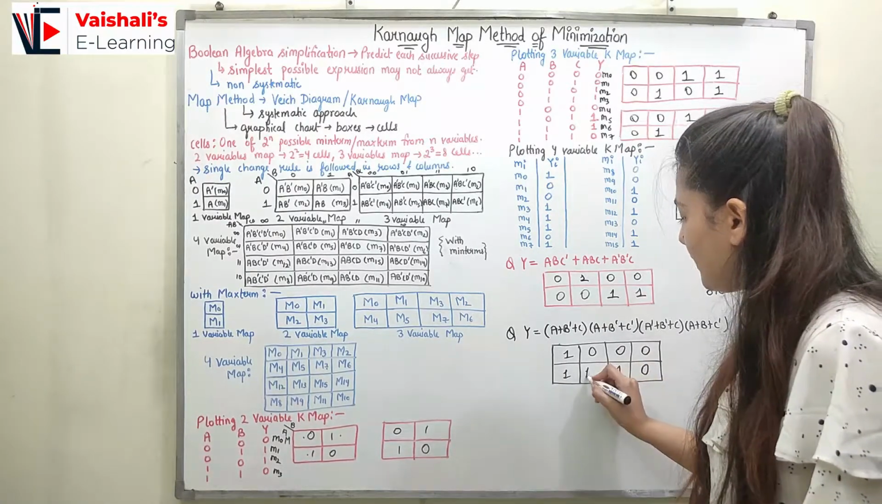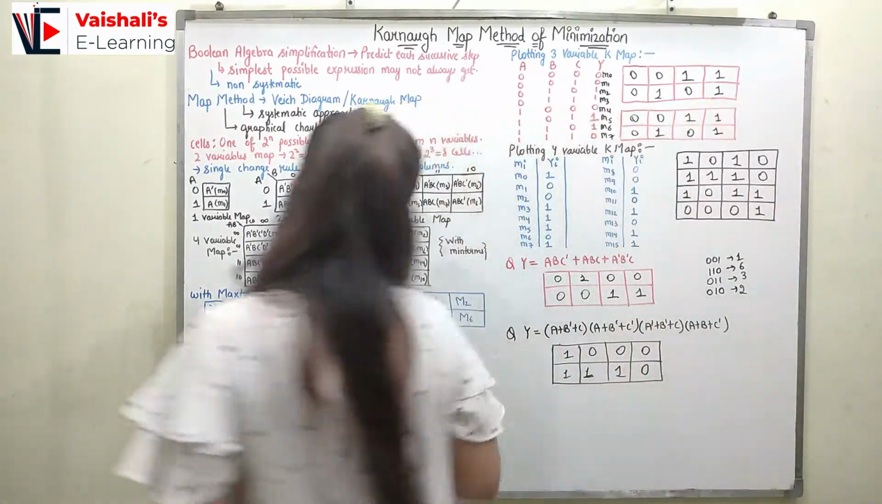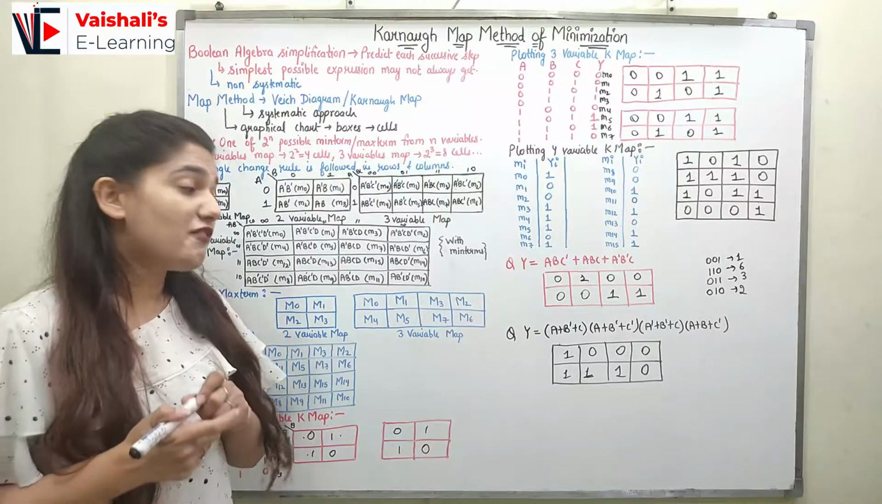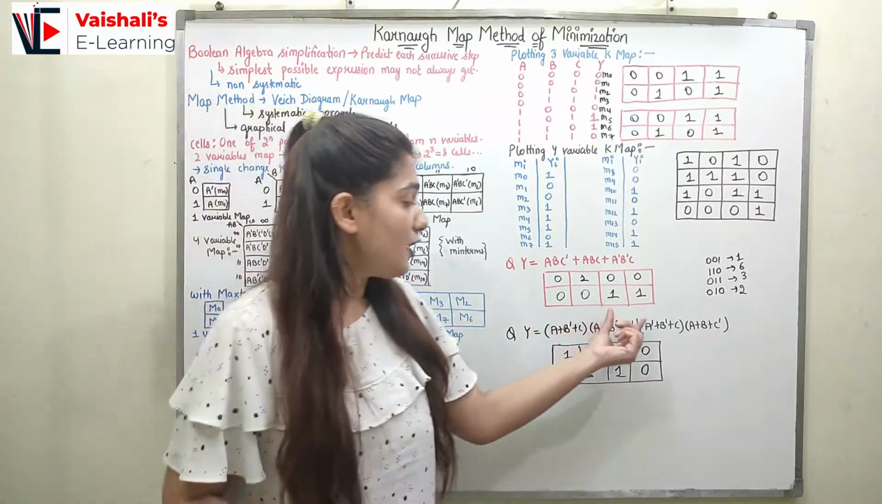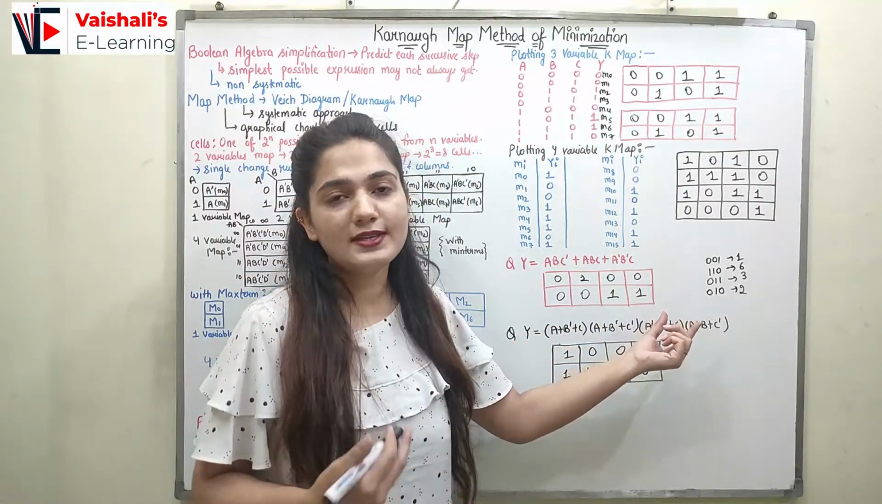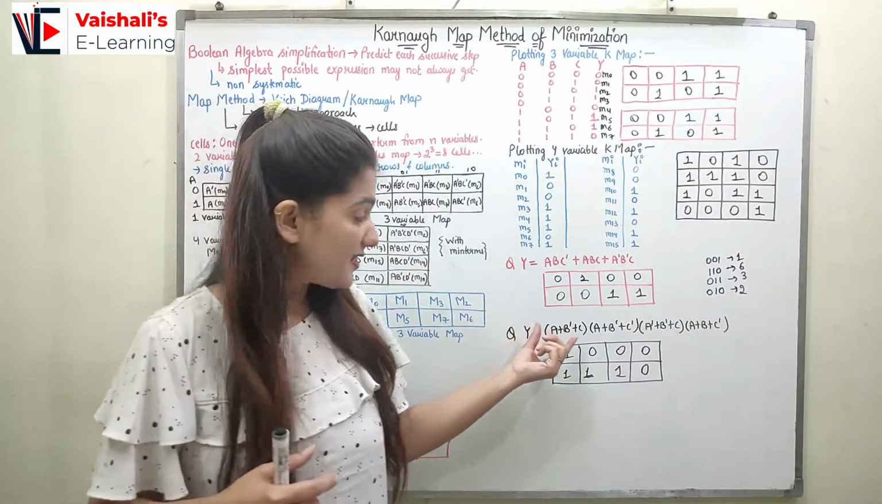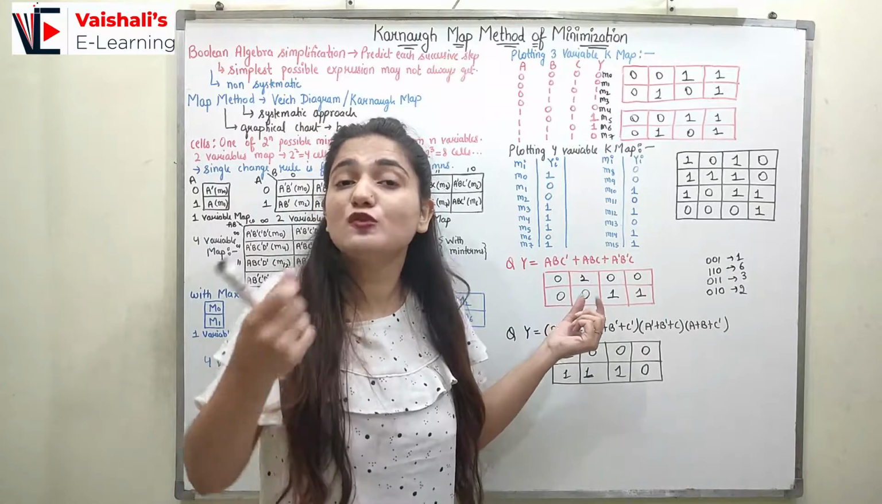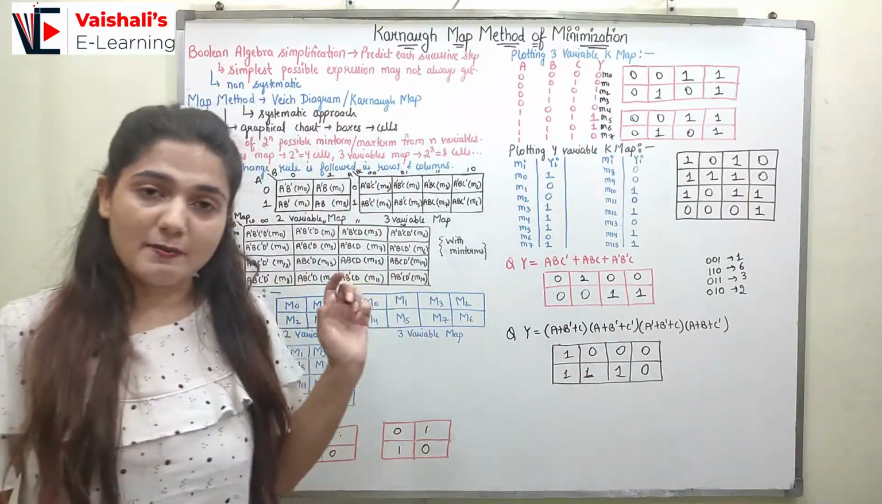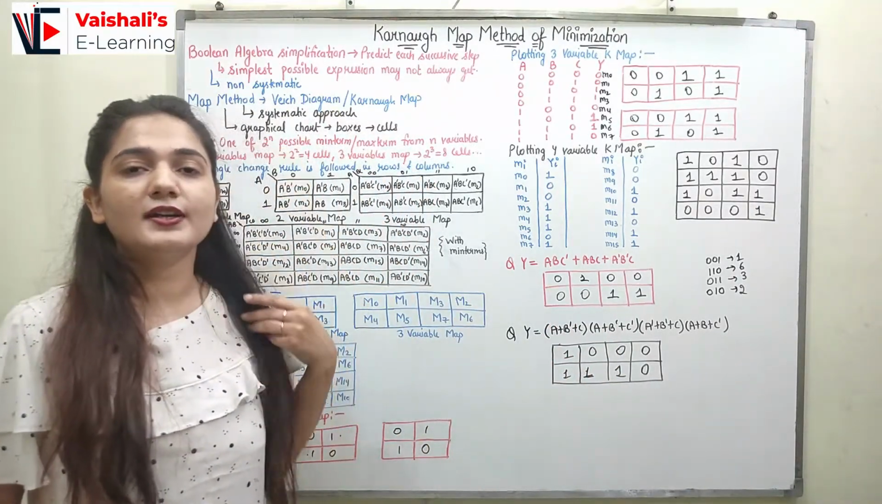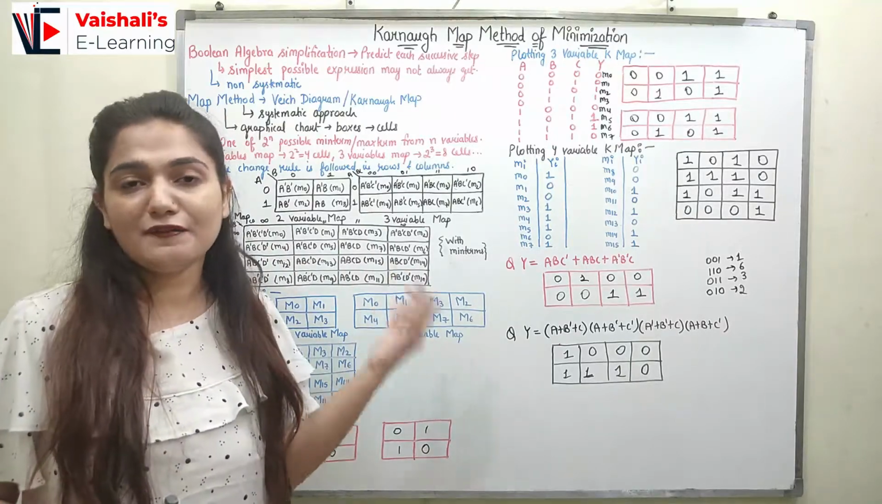So whenever you are talking about POS expressions, you have to fill with 0 wherever the given POS expression is present, right? Whatever sum term is present, that sum term is filled with 0 in the K map, right? The rest of the cells are filled with 1.